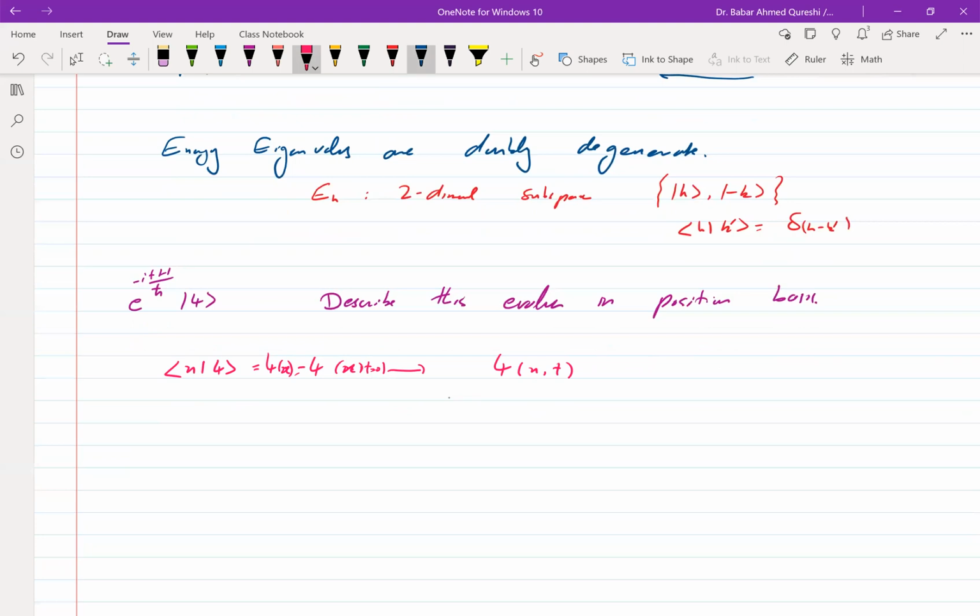So you can obviously do this the following way. This by definition is psi at a later time t, and I can look at it by projecting it onto position basis.